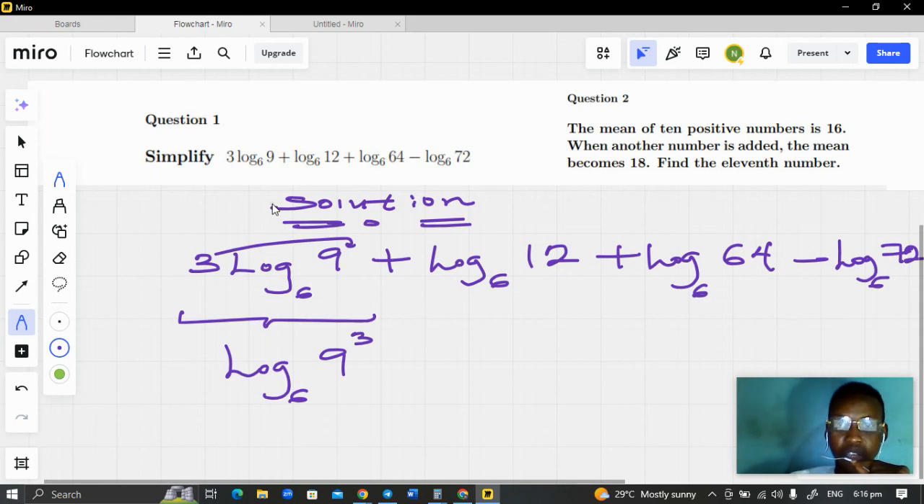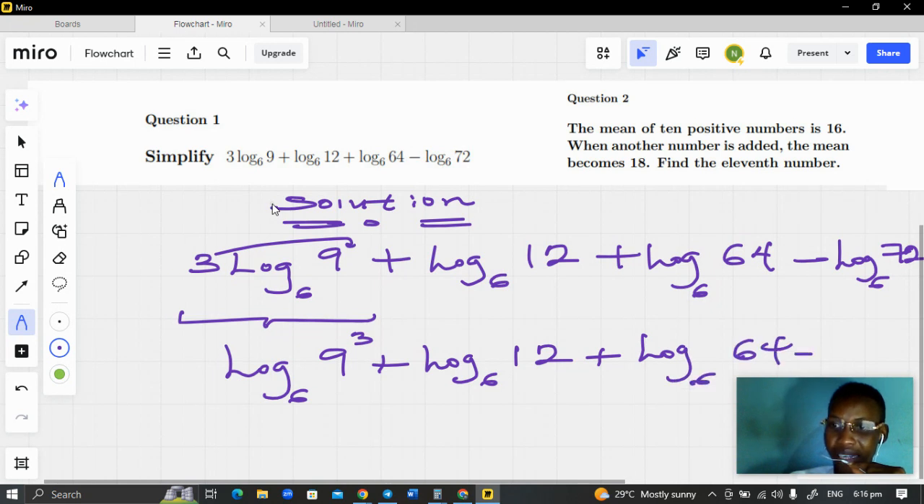Since we have no coefficients for the second term, the third term and the fourth term, we don't have any coefficients for all of them. So I can just go ahead and relate all together. We have the same thing as logarithm of 12 base 6 in this case, plus logarithm of 64 base 6, then negative logarithm of 72 base 6.